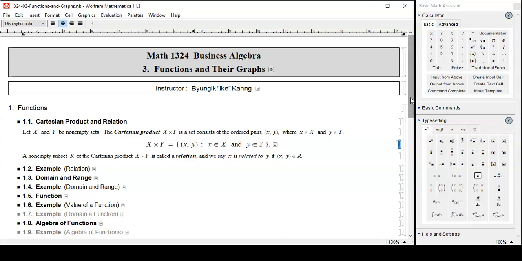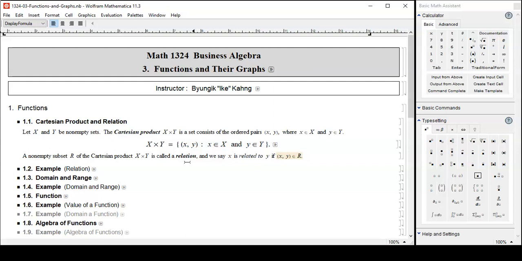Okay, now that we have the Cartesian product, we can define a relation. Any non-empty subset R of the Cartesian product is called a relation. If an ordered pair (x, y) belongs to that relation R, then we say x is related to y. The term related to is not that important, but please remember the relation: any non-empty subset of a Cartesian product is a relation.